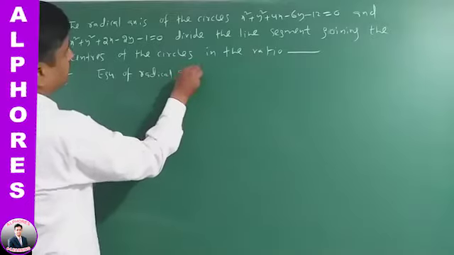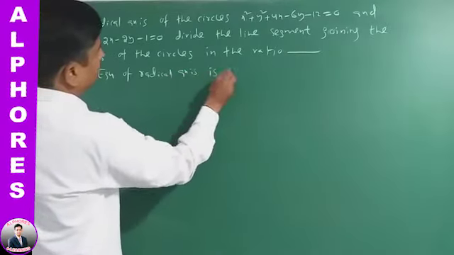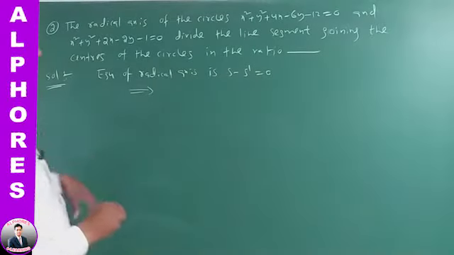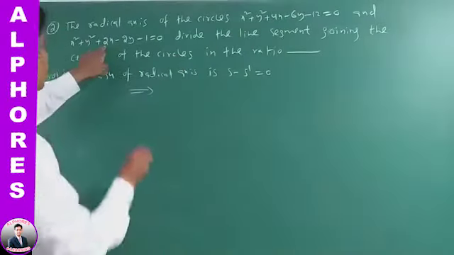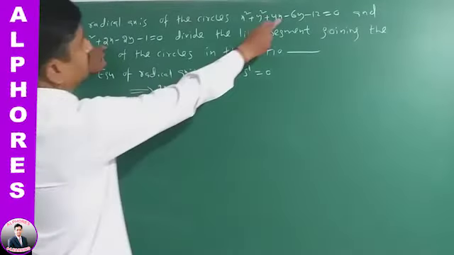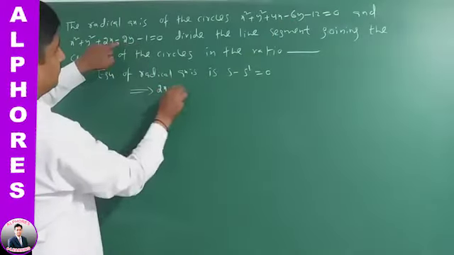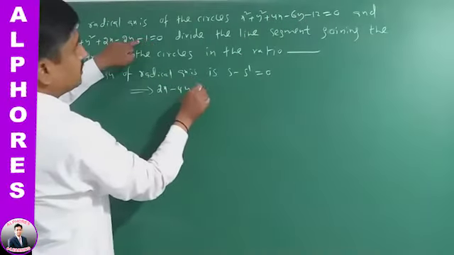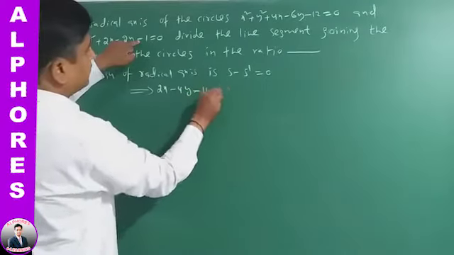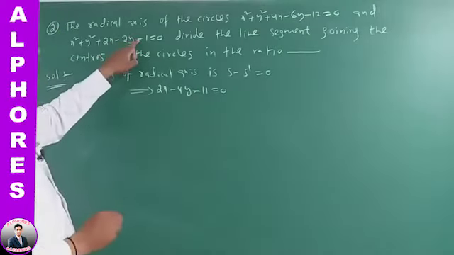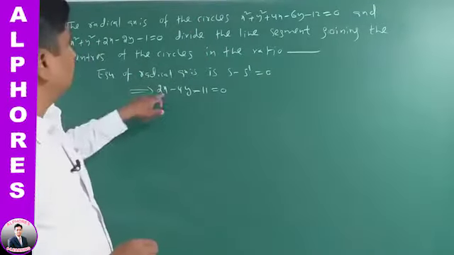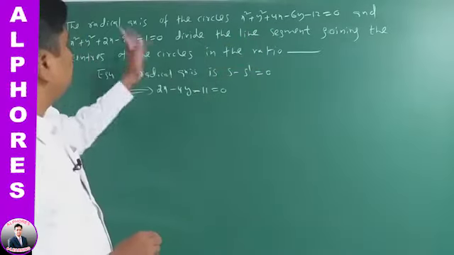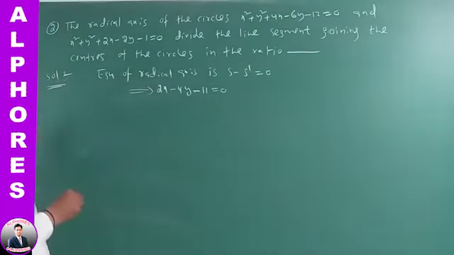The equation of the radical axis is s minus s dash equal to 0. Directly here, s minus s dash means 4x minus 2x, minus 6y plus 2y, it is minus 4y, minus 12 plus 1, minus 11 equal to 0. So 2x minus 4y minus 11 equal to 0. This is the radical axis.